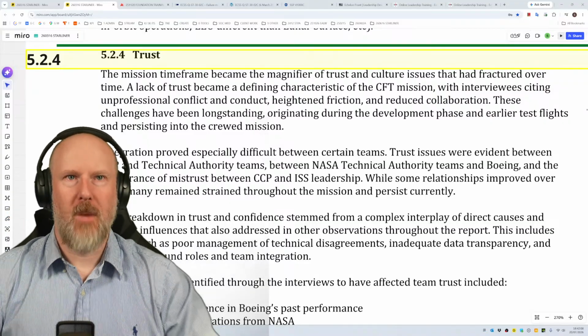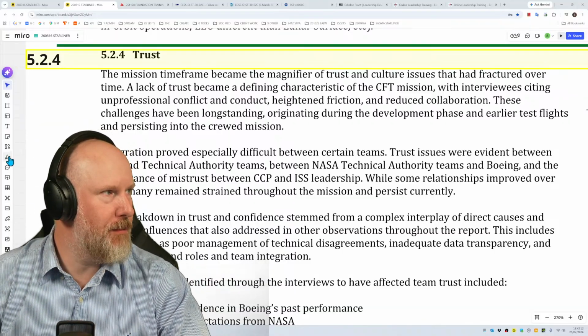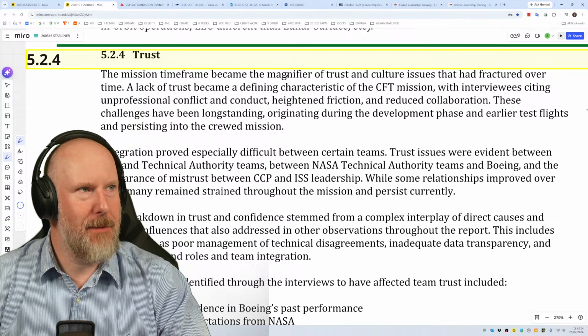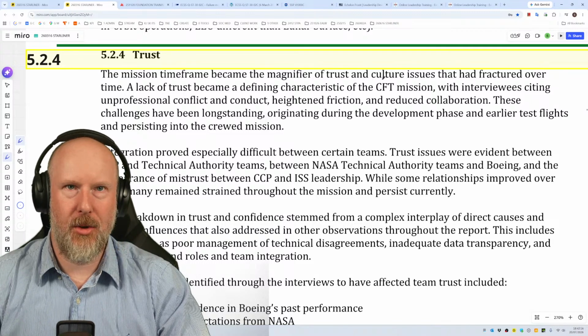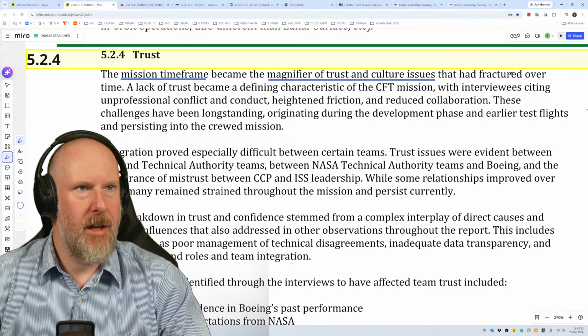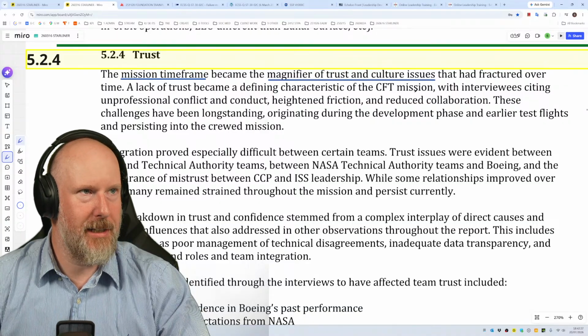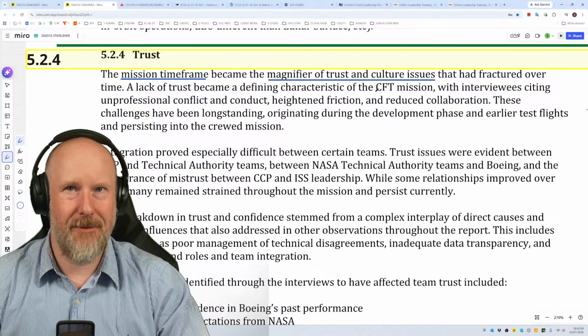Right. So section 524, trust. The mission time frame became the magnifier of trust and cultural issues that had fractured over time. A lack of trust became a defining characteristic of the CFT mission.